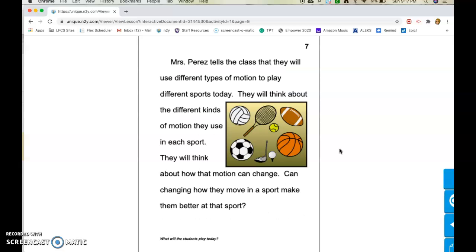Mrs. Perez tells the class that they will use different types of motion to play different sports today. They will think about the different kinds of motion they use in each sport, and how that motion can change. Can changing how they move in a sport make them better at a sport? So what will the students play today? Yeah, they're playing sports. So let's look at these. What are these sports? This one is volleyball. Yes, we need this racket and this ball to play the sport. Tennis and football, basketball. We have a golf club and a golf ball for golfing, and a soccer ball.